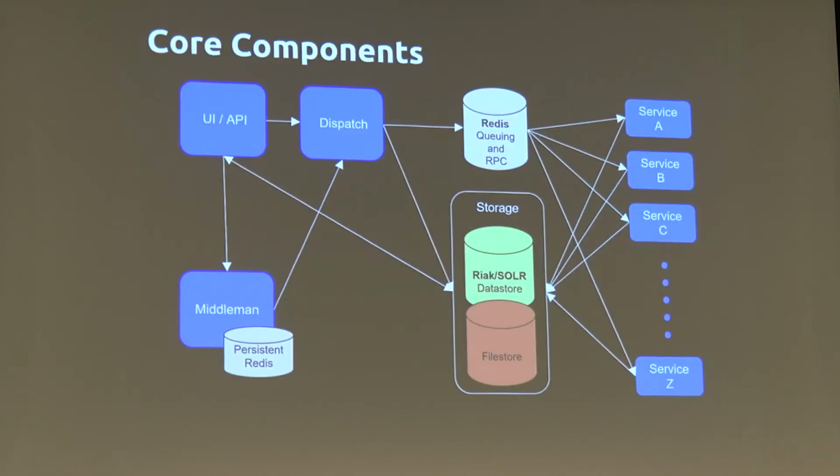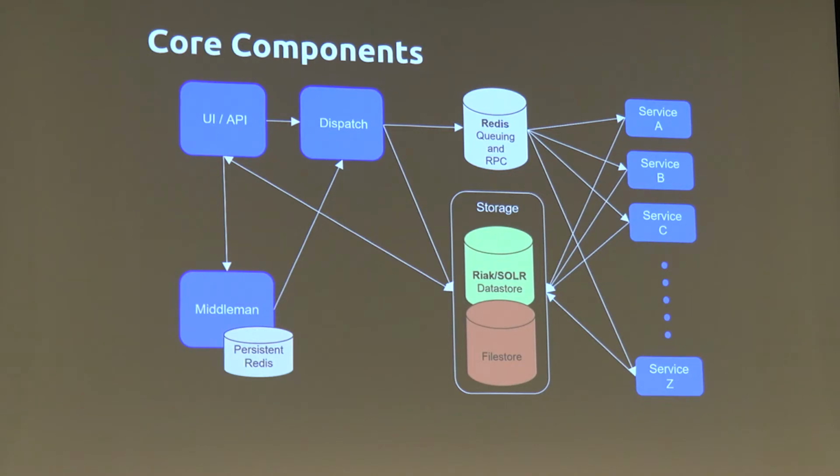So, core components of the system. There's actually way more lines that should be on this graph, but it becomes really confusing, so we took half of them off. So don't treat this as gospel. The UI API essentially will throw things down to Middleman. Middleman is our ingestion processing. Its job is to throw things away.